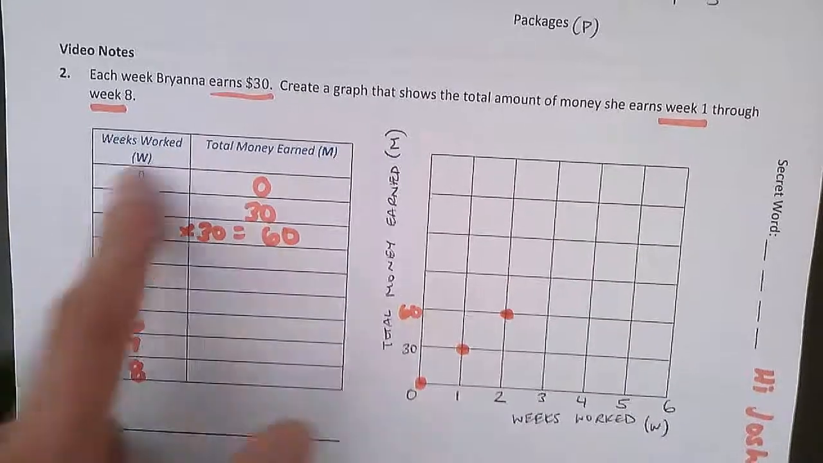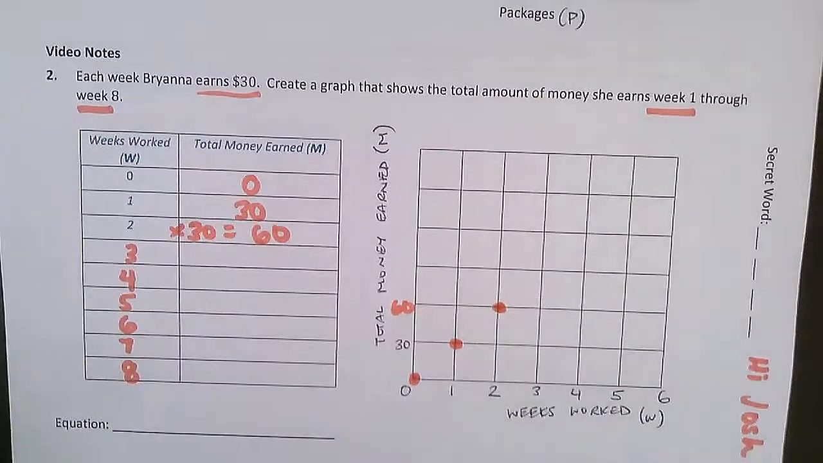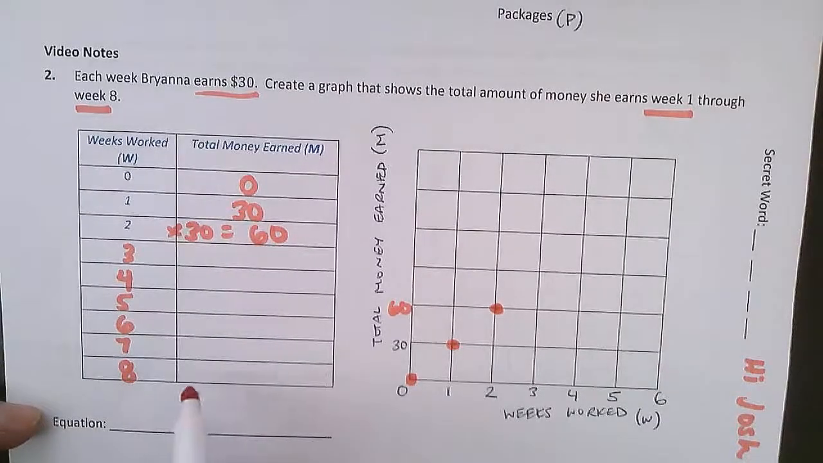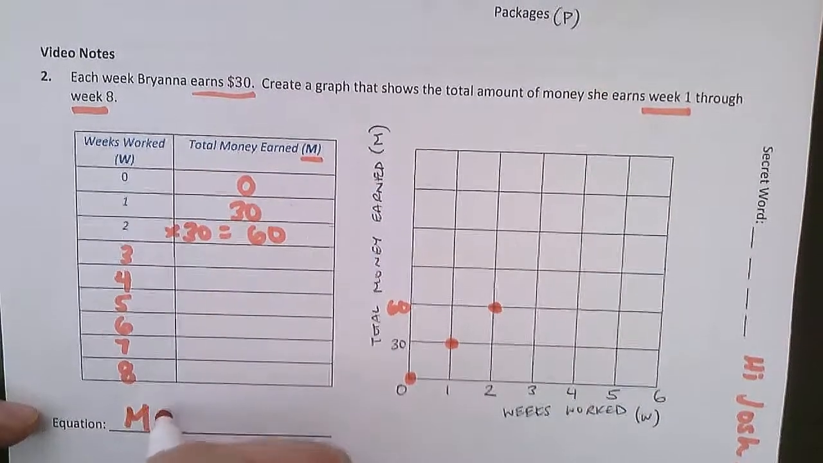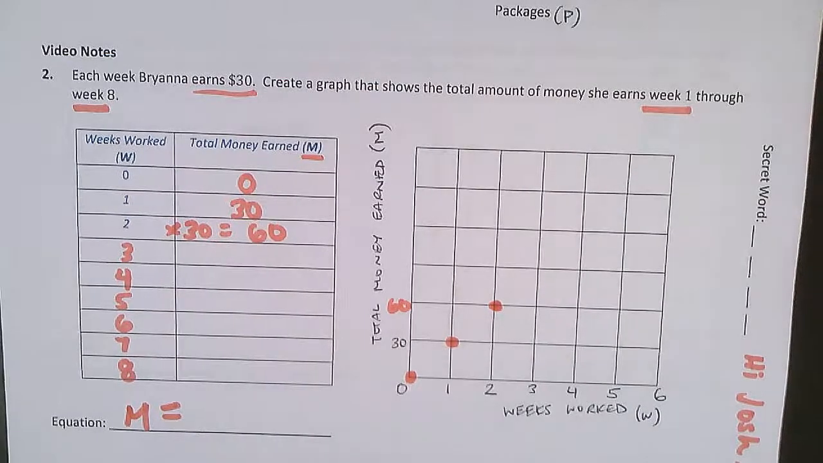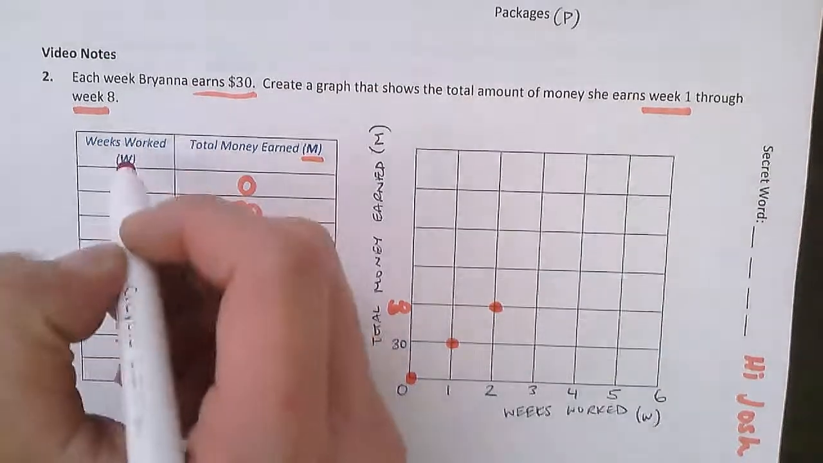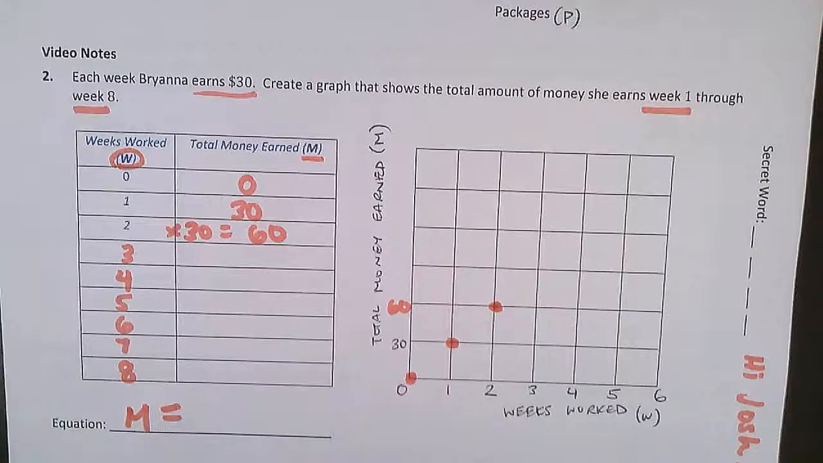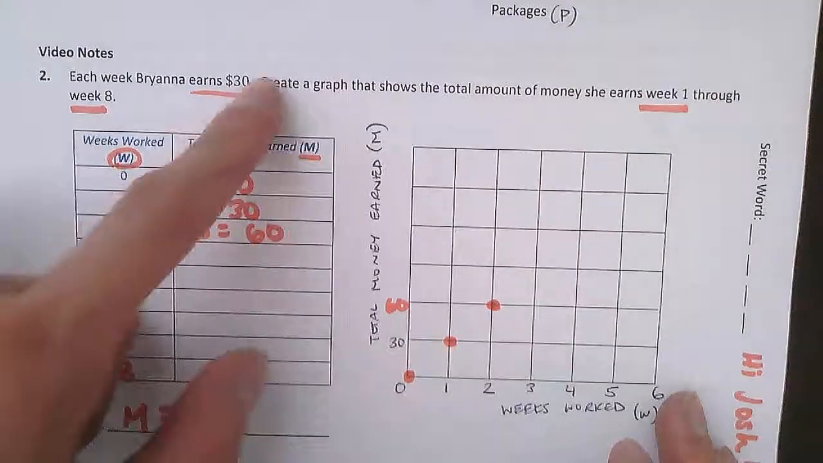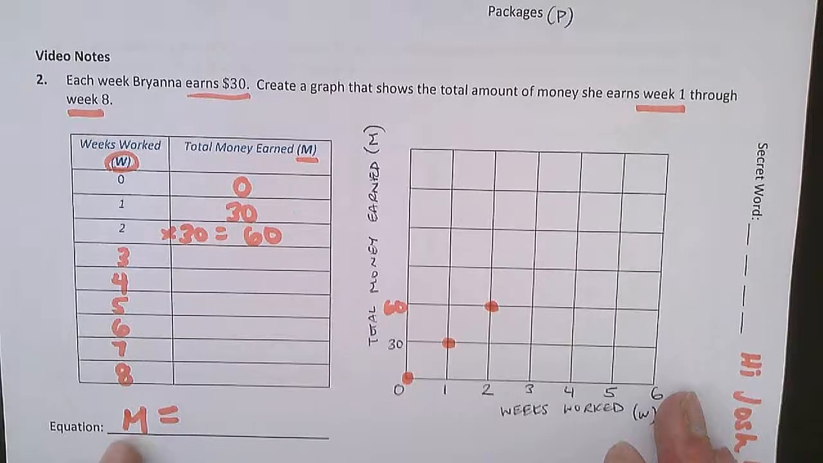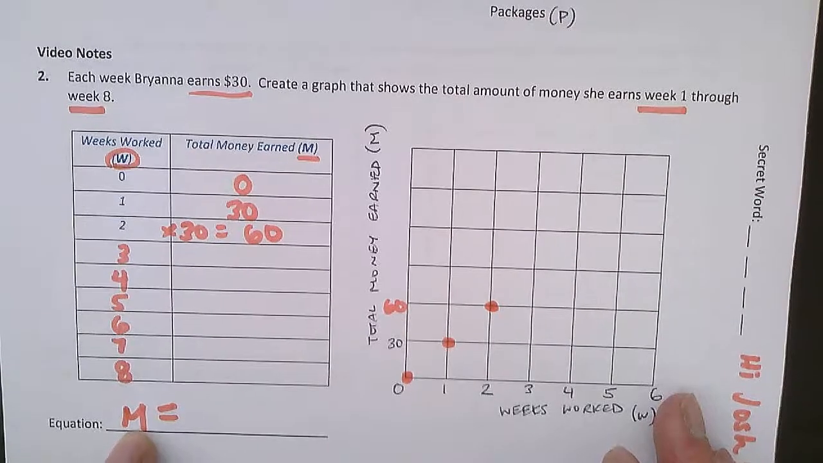And at the bottom part here now, it's asking you to write an equation for this situation. And I'm not going to fill out the whole equation, but I will get you started. The first part of the equation is you want the total amount of money she earned, which is M, is equal to, the amount of money she earns is equal to, and you're going to use W in some way. You know that she earns $30 for every week that she works. So using that information, how can you write an equation using M for the amount of money that she earned, and W for the weeks that she worked?